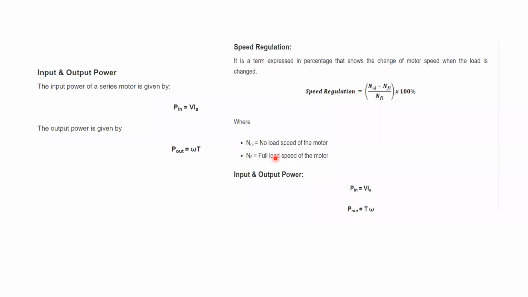Next, speed regulation, input and output power. Input power is nothing but the power which we are giving, the mechanical power or electrical power, to the motor. Which power we are giving to the motor? Electrical. Electrical motor means voltage into current. Is it right? So electrical power, the input power, is equal to supply voltage into armature current.